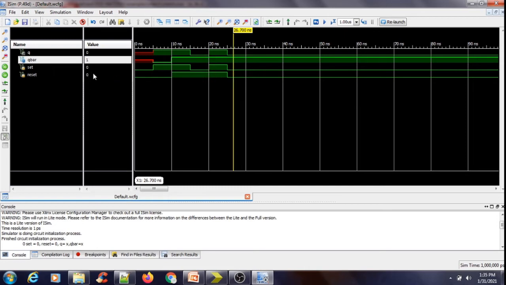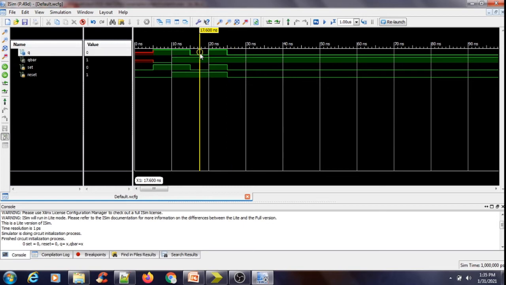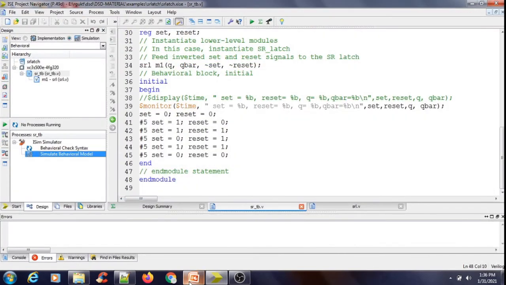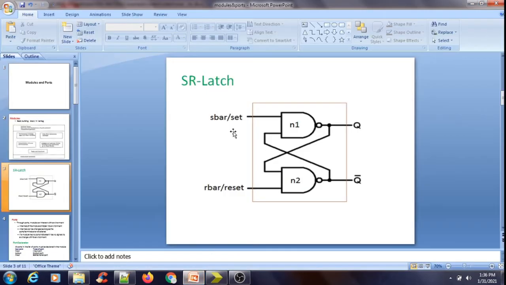And when set equals 0 and reset equals 0, the register Q and Q bar will be holding the previous output. That means the Q and Q bar wires will be holding the previous values. Okay, so in this manner it is completely satisfying the SR latch truth table. Okay, so let us move back to our discussion of the modules and ports.